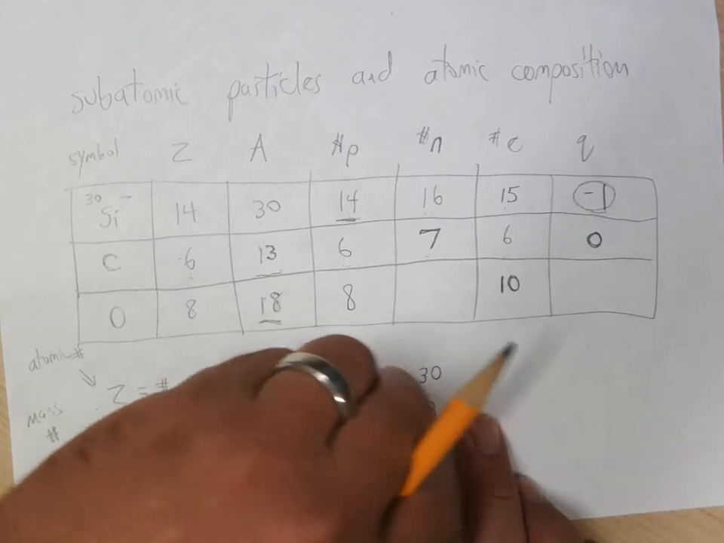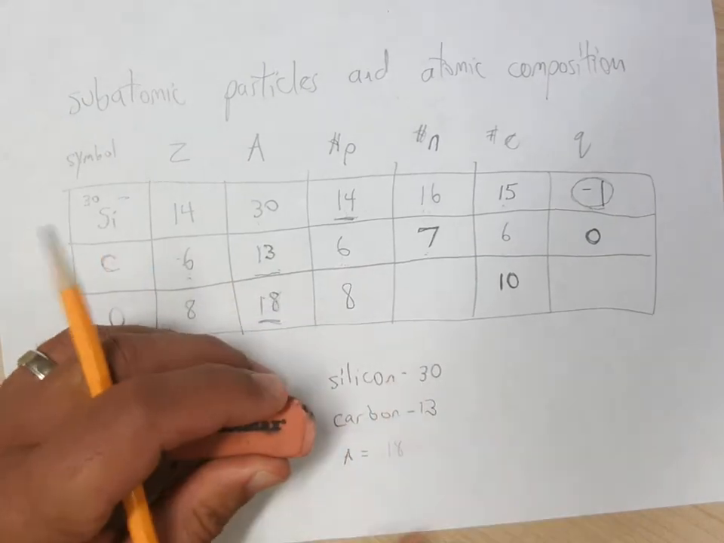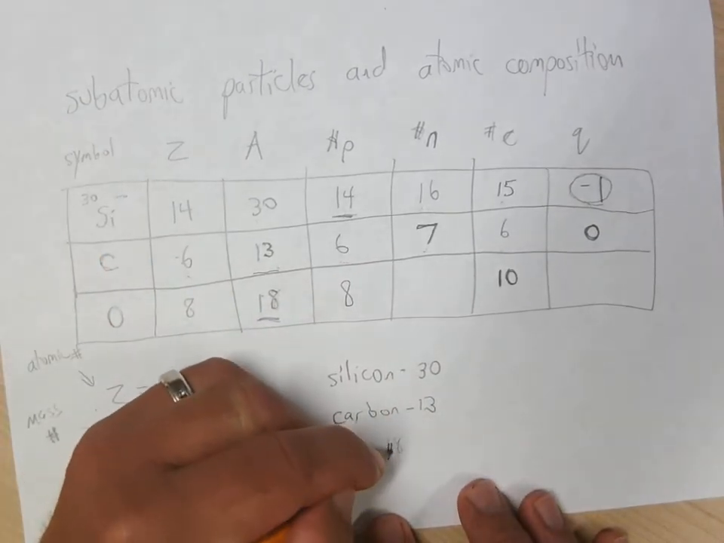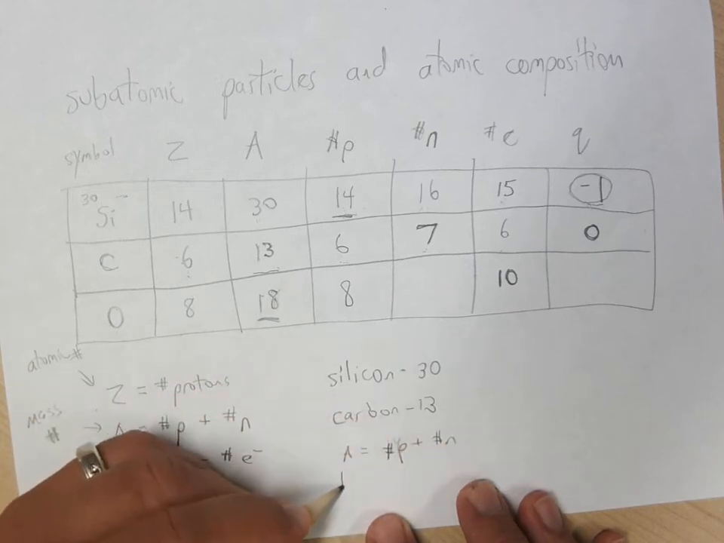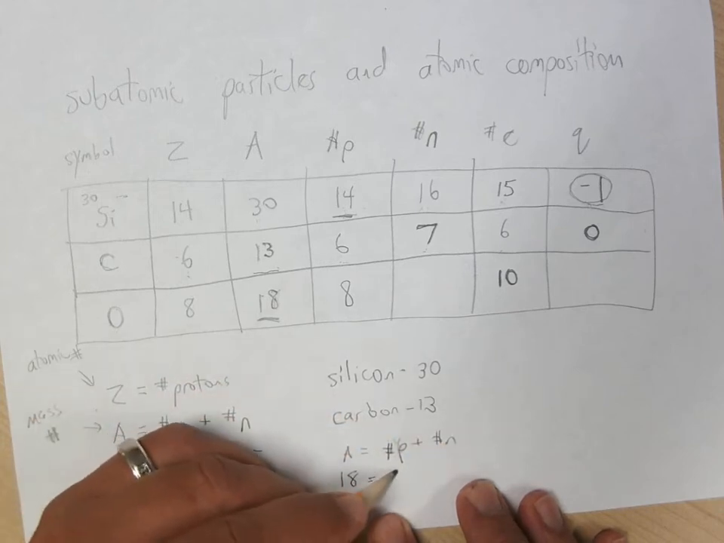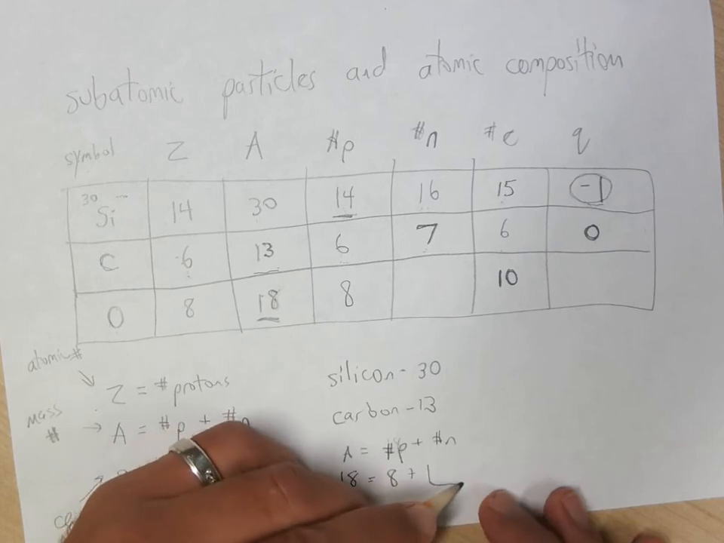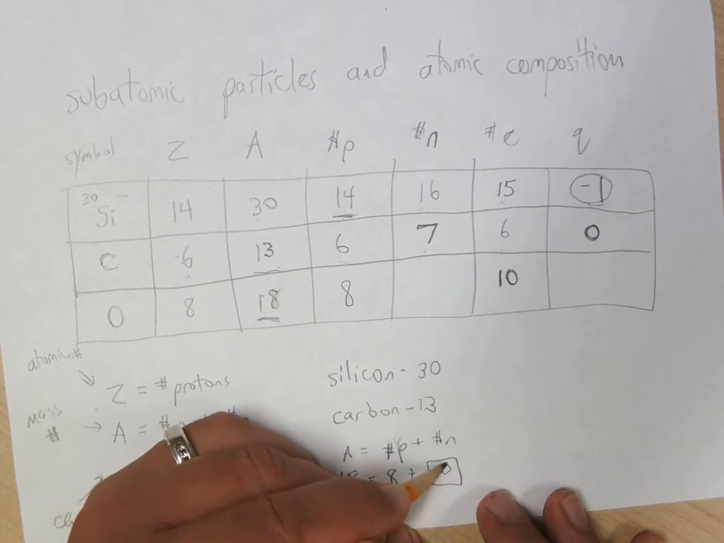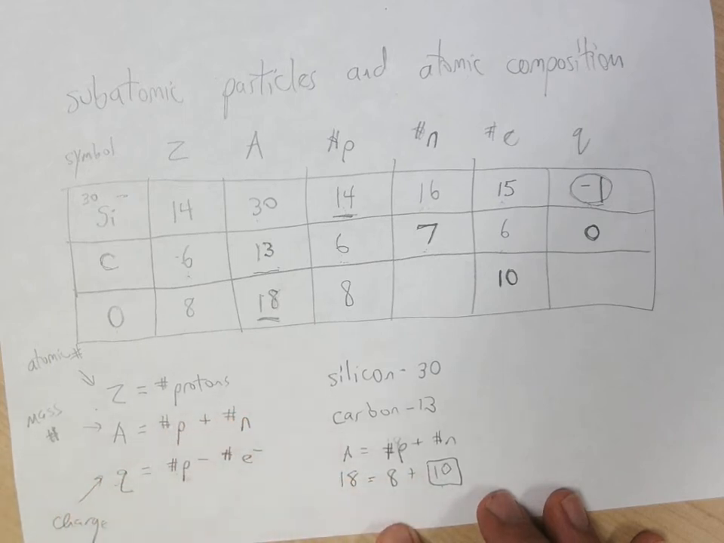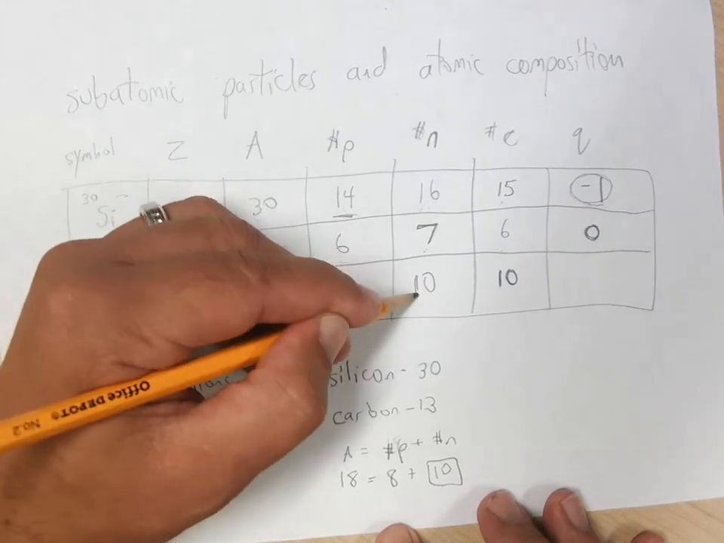So often I like to write the equation first and then fill things in. So mass number is going to be the number of protons plus the number of neutrons. Now we have 18 as the mass number, 8 is the number of protons. And if you need to reach for a calculator, go ahead and do so. We have to subtract 18 minus 8 to find out what goes in the box. 10 plus 8 is 18. Excellent. So now we know we have 10 neutrons.